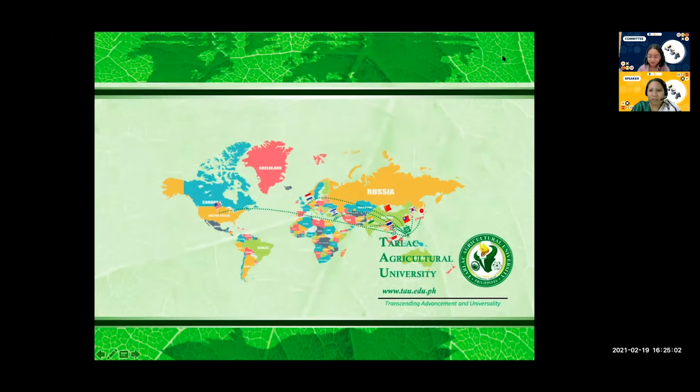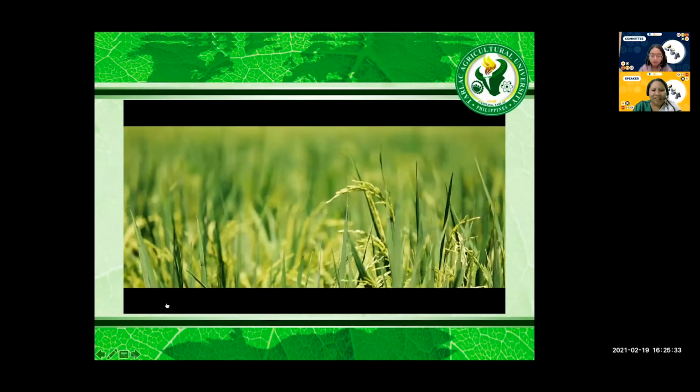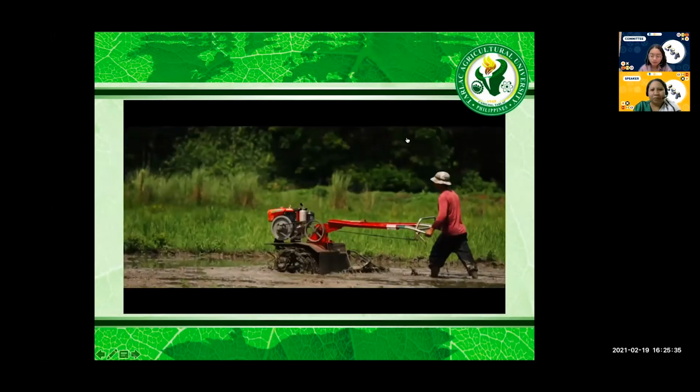So Tarlac Agricultural University is situated in central Luzon. It's about 3 hours north of Manila, and the nearest airport is Clark International Airport, which is based in Clark, Pampanga. We have about 6,000 students with more than 200 faculty and more than 200 non-academic staff. For you to know more about my institution, here is our corporate video.